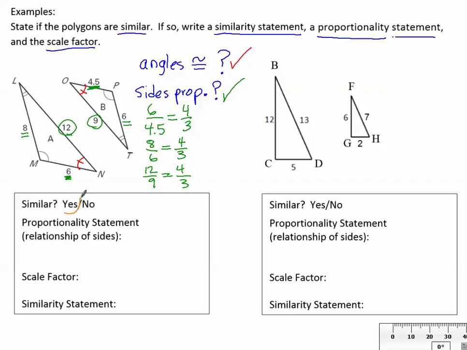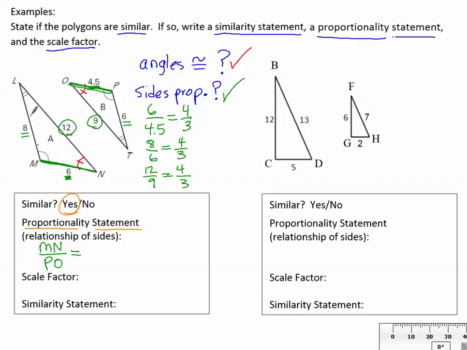So that means yes, we do have similar triangles. So what is a proportionality statement that can be written? That comes from the side lengths. So remember, we put the 6 over the 4.5. The 6 came from the MN side. So MN over the 4.5 came from the PO side. That equals these other ratios.